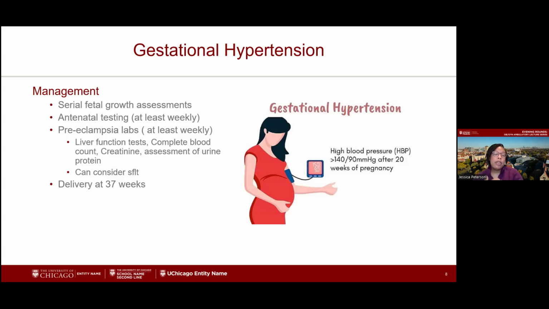And then again, the rationale for delivery at 37 weeks is to prevent stillbirth, preeclampsia, and other complications. This timing is earlier than chronic hypertension because this complication is directly related to the pregnancy, and thus delivery, in theory, should cure this complication and prevent it from progressing.